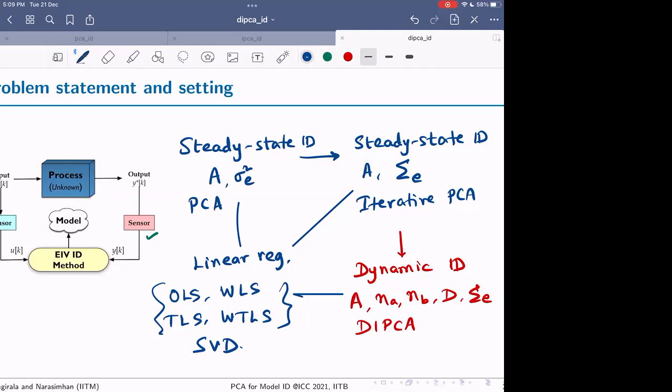We will see what is the additional thing that is required. And fortunately for us, as the number of unknowns that have to be estimated increases as we go from steady state to dynamic identification, the good news is that we have more information in the data, because now you have transients. That's a big plus point that we have, and we are going to explore that. And of course, there are going to be a bit of challenges, and how we tackle that challenge is what dynamic IPCA is all about.